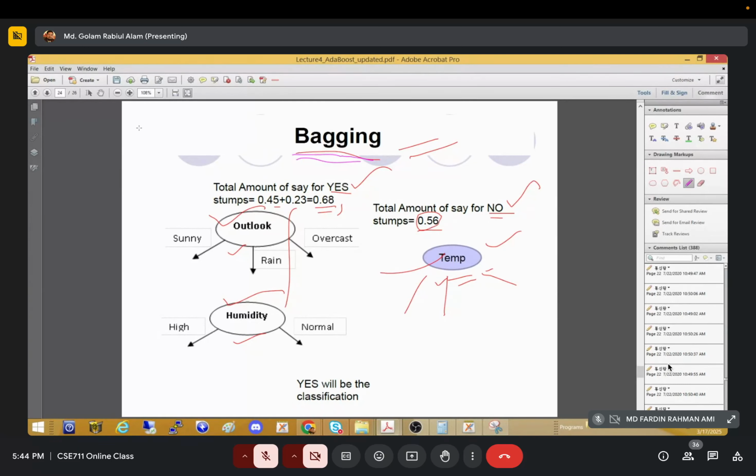So let's say we have one query, like day 30, the outlook is sunny maybe, and then the temperature, maybe cool, and the humidity is high, and then wind is strong.